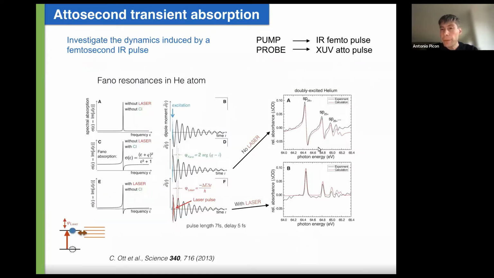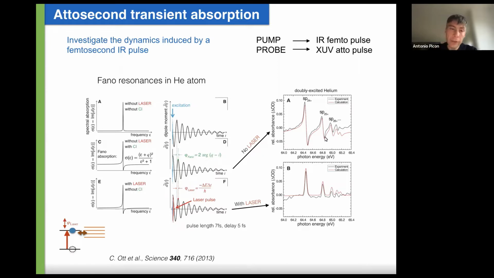In this experiment, which is also in helium, an attosecond pulse goes through helium, and we are observing the absorption from 64 to 65.4 eV. But the attosecond pulse is broad enough that it really covers all these energy windows. If we measure just the attosecond pulse going through the medium, we see this type of peak in the absorption. And these funny looking peaks are what we call Fano resonances.